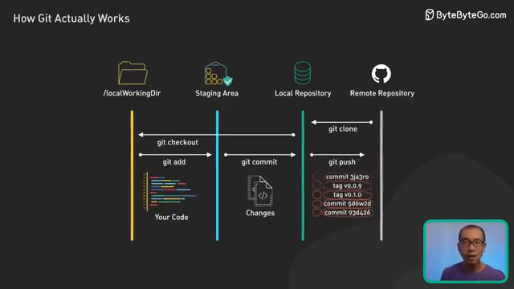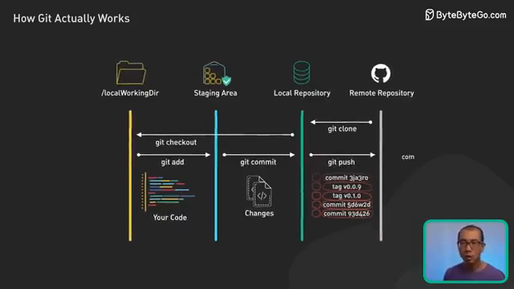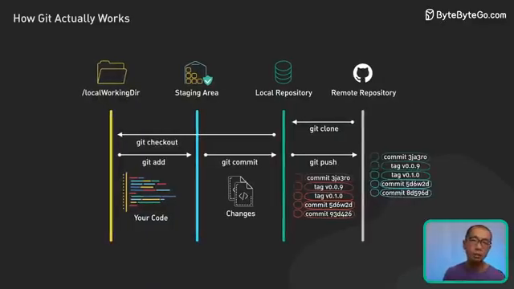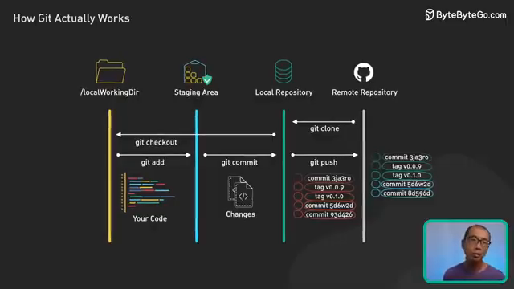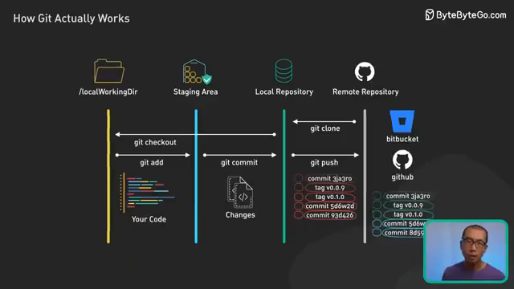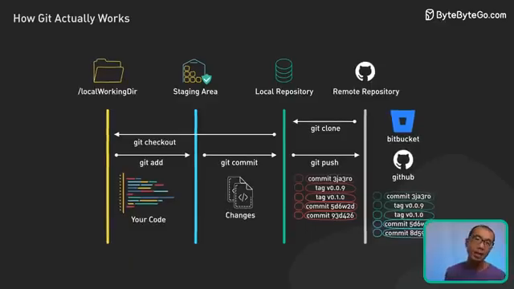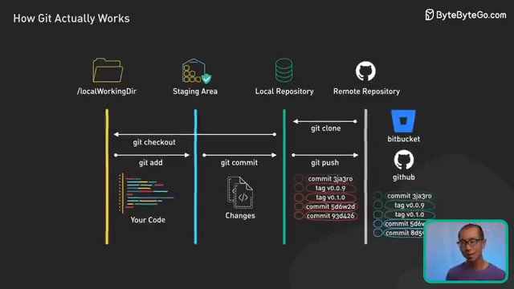Your code doesn't just stay on your local machine. When you're ready to share your progress with the team or back up your work, you use git push to send your commits to the remote repository. This is often a shared server where your team can collaborate, like GitHub or Bitbucket.